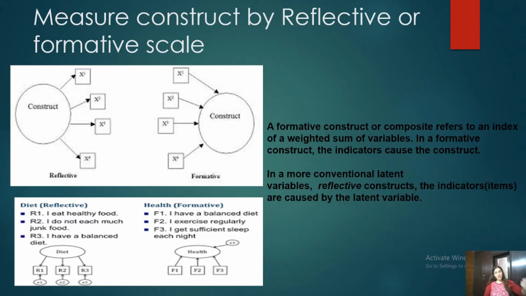You can see R1, R2, R3. Okay? Now, what are these statements? These statements are a means of measuring diet. But these are still statements. It is still qualitative. What should I do?